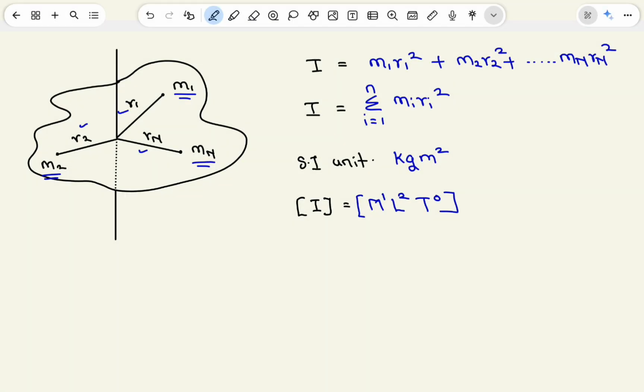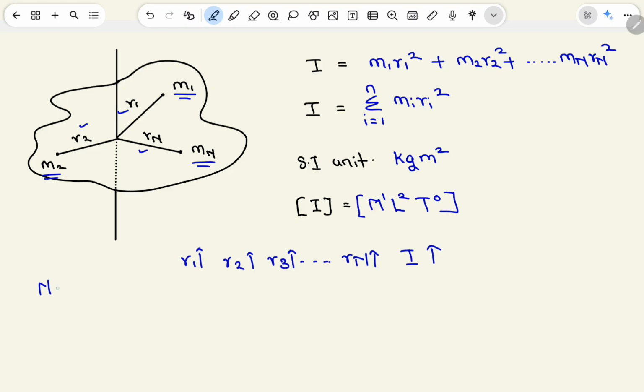Now, an important point to notice is that as we increase these values of r1, r2, r3, so on up to rn, the moment of inertia increases. The point that I'm trying to make over here is that as we move the masses away from the axis of rotation, the moment of inertia increases.